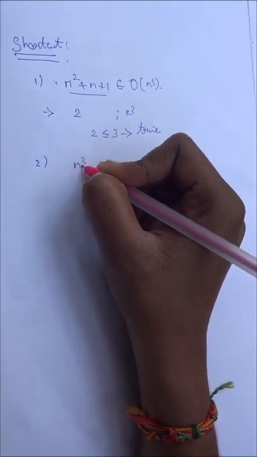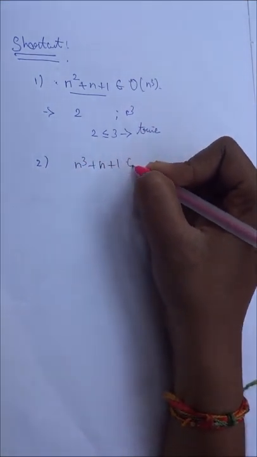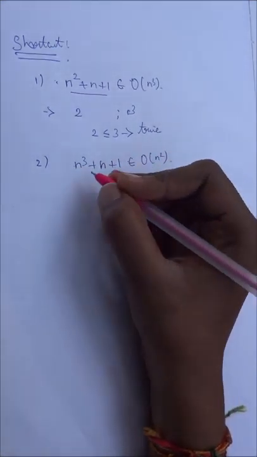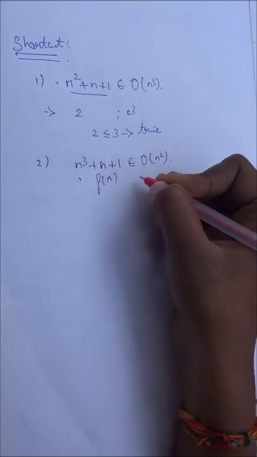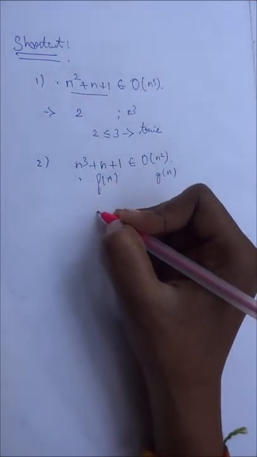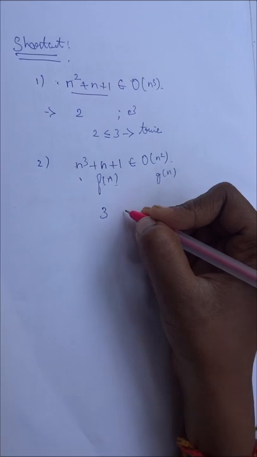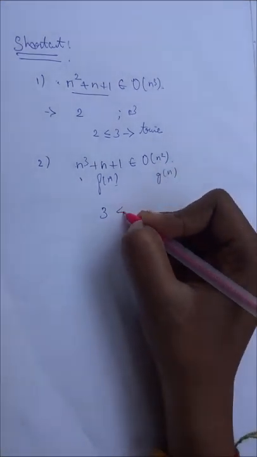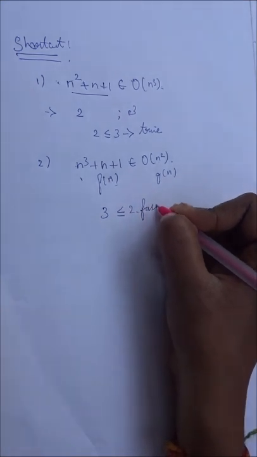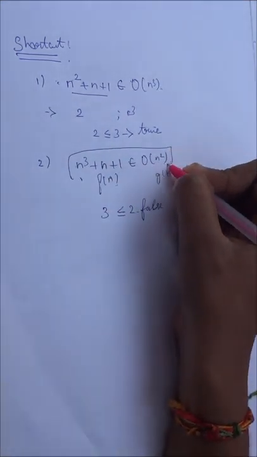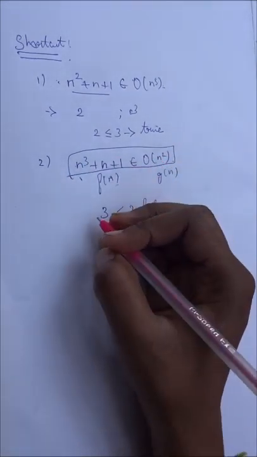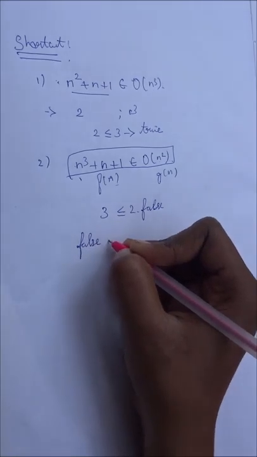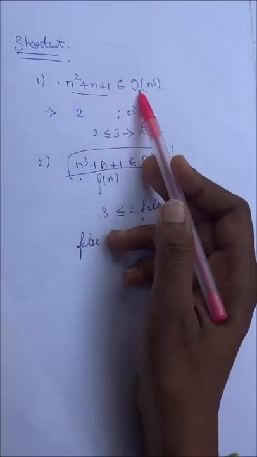And this is another example. Compare the degree of f of n and g of n. We get degree of f of n is 3 and degree of g of n is 2. This condition is false. So the given statement is false. This is the shortcut for finding whether f of n belongs to big O of g of n.